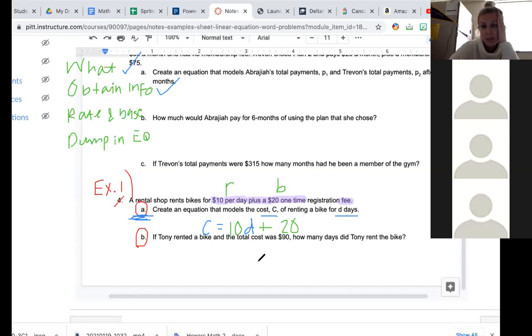Easy or hard? What do we think? It's all right. It's okay. I heard some easies. I'd rather buy the bike. It's too expensive to rent it. He don't want the bike. Okay. Yeah, it's all right.